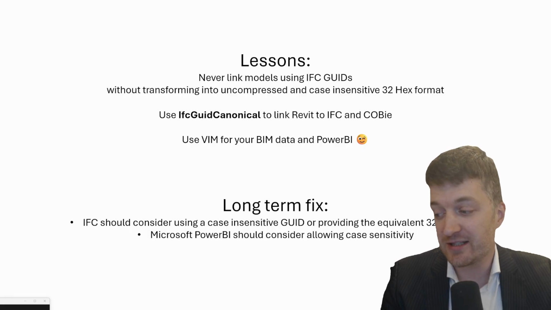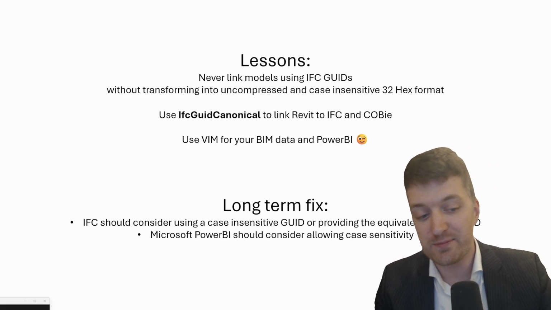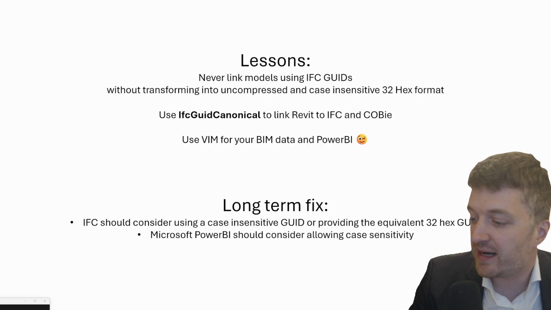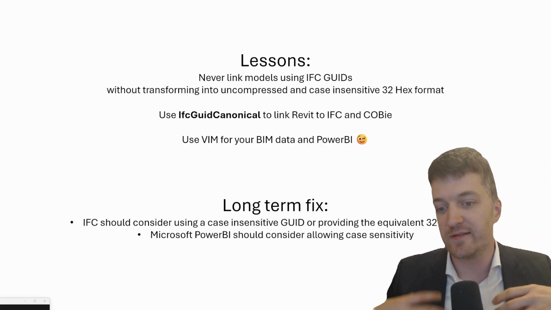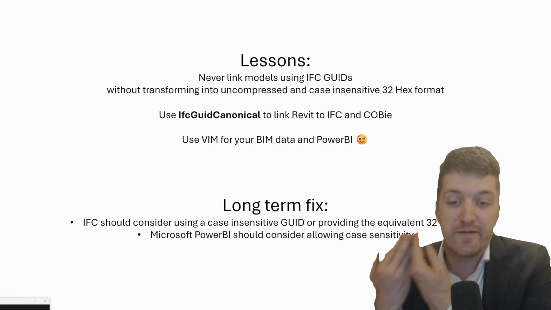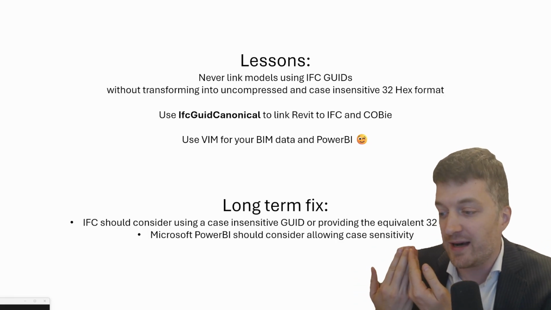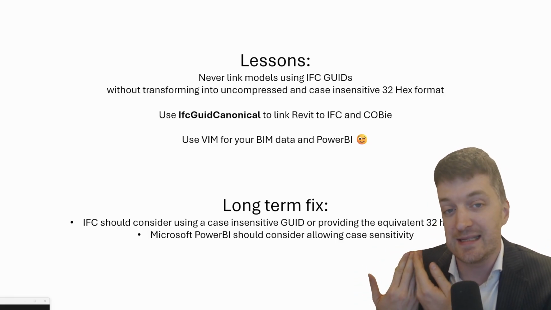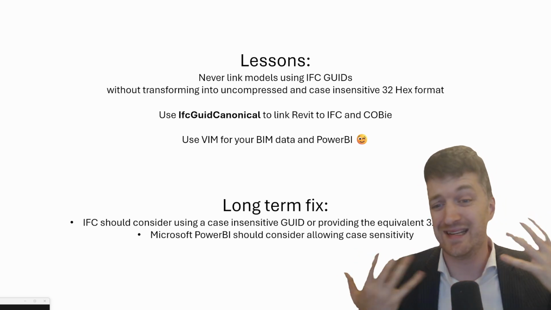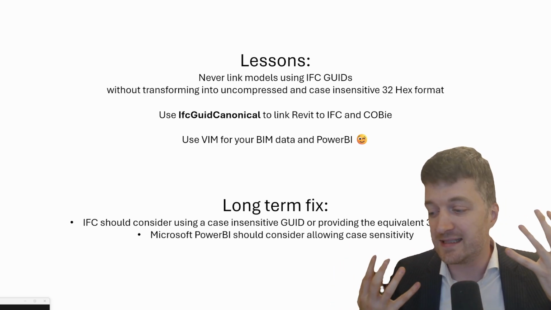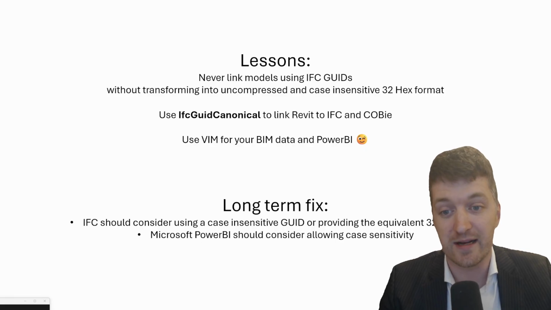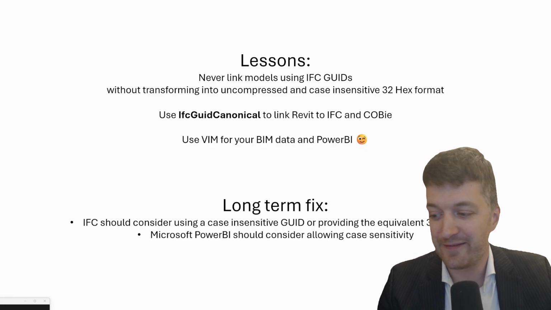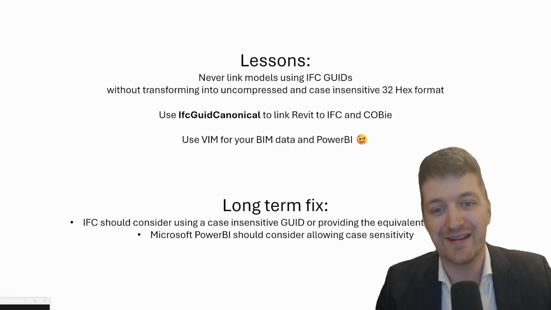Now, what's the long-term fix? buildingSMART should consider using a case-insensitive GUID, or at least providing an equivalent 32x GUID so that people can use it inside of their Power BI report. Conversely, Microsoft Power BI should consider allowing case-sensitive data because it's so important in so many cases, and you're just going to run into nightmares if you don't do that. We've had to do quite a lot of effort to get over that hurdle, but we've done it successfully.